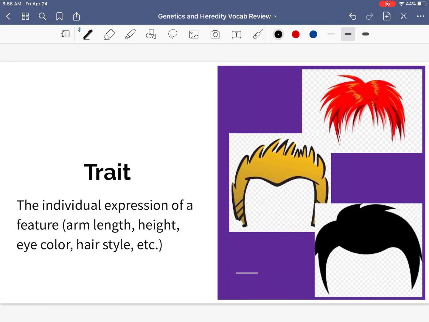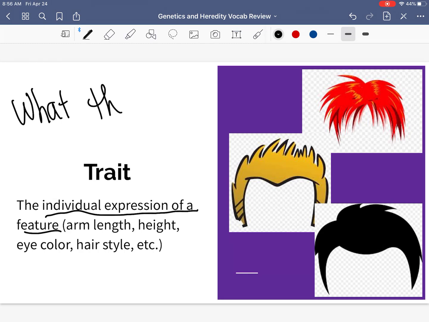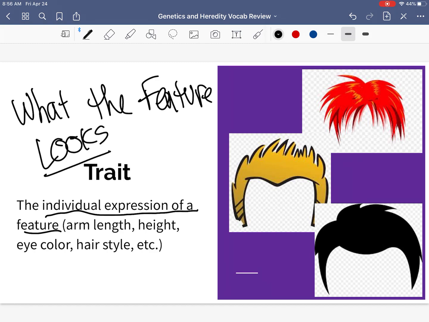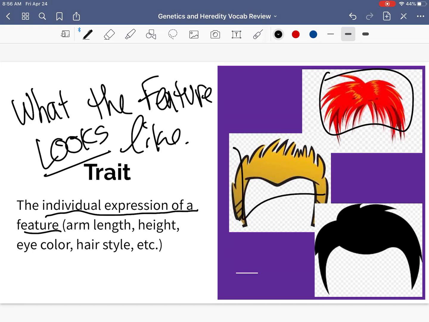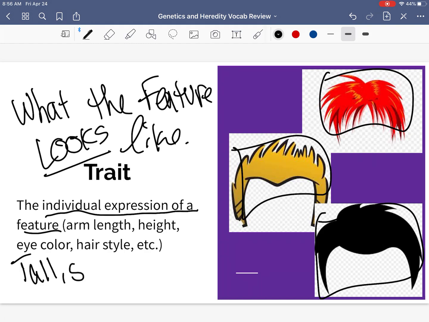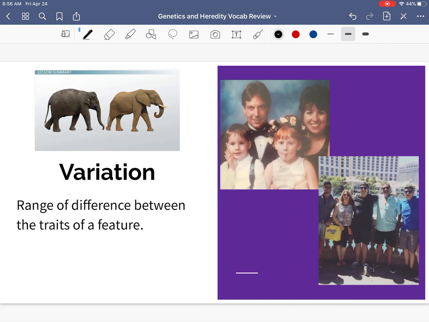And then on top of that, you have the trait. This is the individual expression of a feature. It is what the feature looks like. So you could have red hair or blonde hair or black hair. Those are all traits. You also have tall, short, etc. So traits are what the feature looks like.